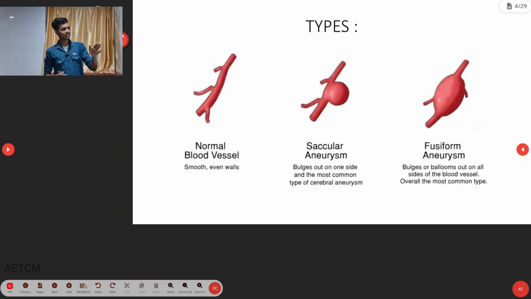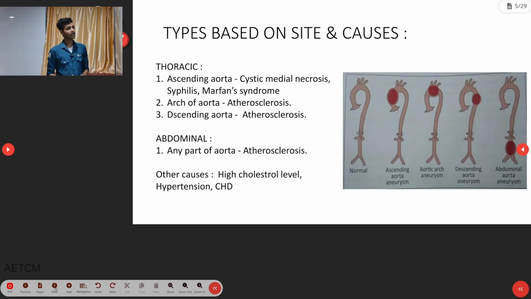So types of aortic aneurysm: this is the normal blood vessel, saccular and then fusiform. Saccular means that it will occur on one side of the artery. So that is the saccular. Fusiform in the sense is all circumference, all sides of your arteries. And then types based on the site and causes. So based on the site, we divide into thoracic and then abdominal. Thoracic in the sense ascending thoracic aorta, arch of aorta, and then descending thoracic aorta. For the ascending thoracic aorta, major causes are cystic medial necrosis, syphilis, and Marfan syndrome.